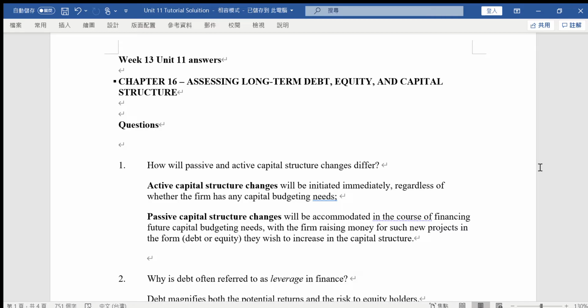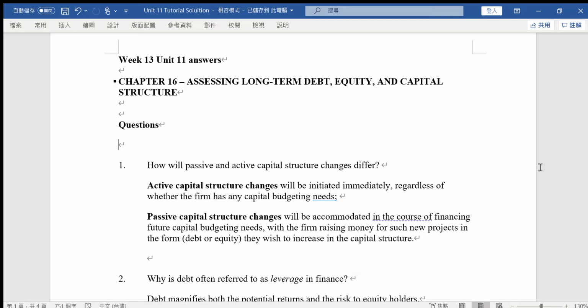You will find that there are two approaches of the management regarding their capital structure requirement. For the active one, the capital structure will be changed no matter whether there is a need or not. The managers take the initiative by themselves and decide what the capital structure should be in the coming future, regardless of whether the company has any capital budget requirement or not.